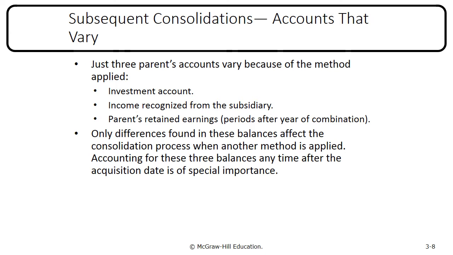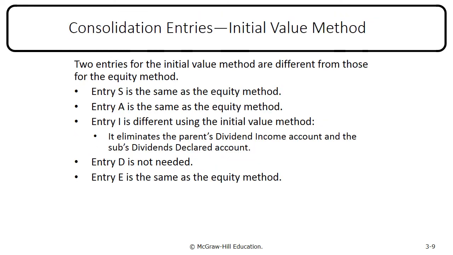When it comes to consolidation, though, no matter what method you're using, we bring it back like you're doing the equity method all along. And that's where it gets funky. So let's take a look. Two entries for the initial value method are different from those for the equity method. So if you go to your book, it's my page 99, it's probably like around 98, 100 of yours. It says Consolidation Worksheet, Initial Value Method Applied.